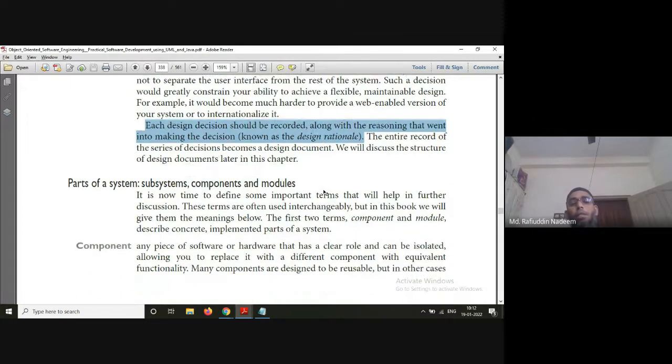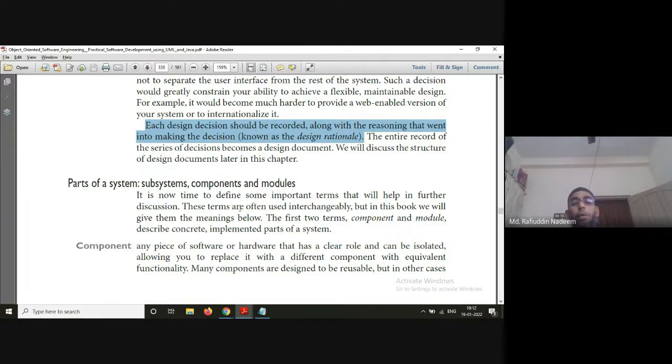Now, what are the parts of the system we have? It is time to know some terms that are helpful here. We had already discussed these, but formally let us discuss them again.